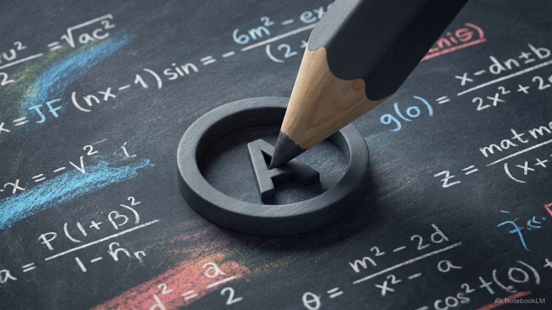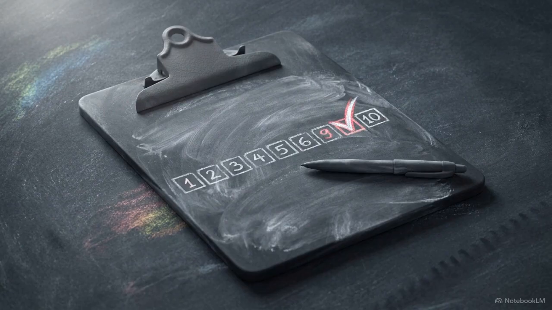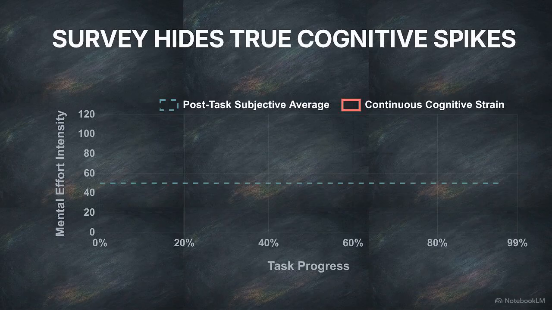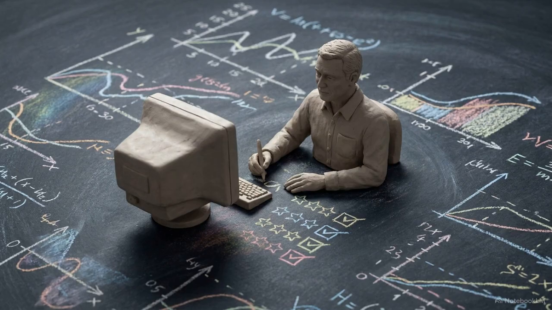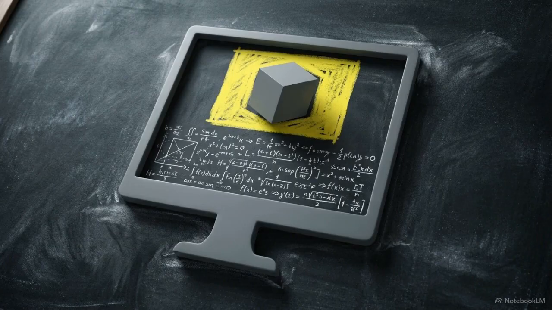For decades, determining when a learning task became too difficult relied on subjective tools. Researchers would have users complete a task and then ask them to fill out a questionnaire rating their perceived mental effort. This chart compares a flat, smoothed-out subjective average against the highly volatile reality of continuous cognitive strain. A post-task survey misses the sharp, instantaneous spikes in mental effort that occur while the user is performing the task. When you attempt to build a responsive learning environment based on a user's retrospective memory of their own frustration, the data is incomplete. The result is an instructional design that targets the wrong moments of difficulty.